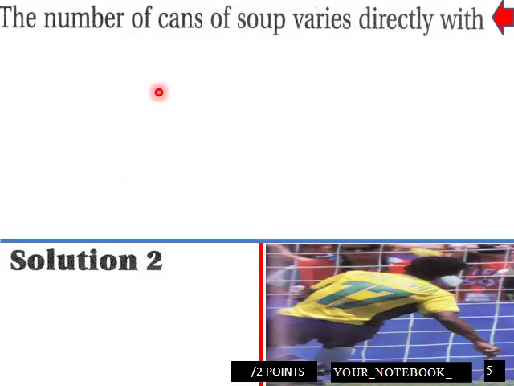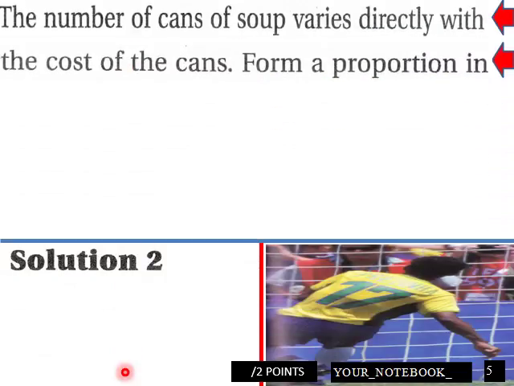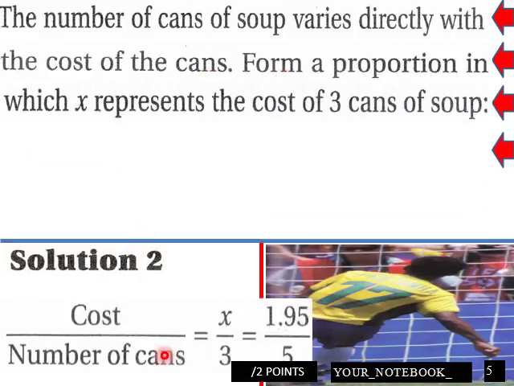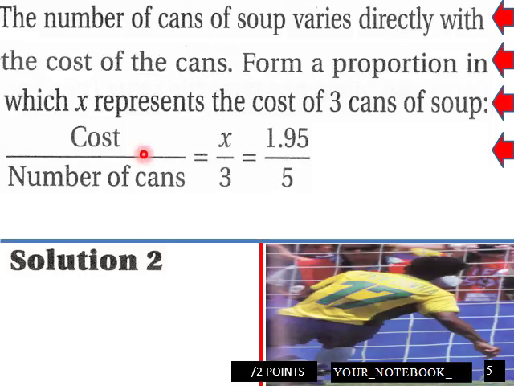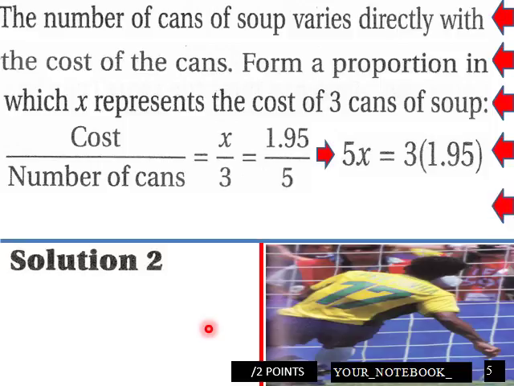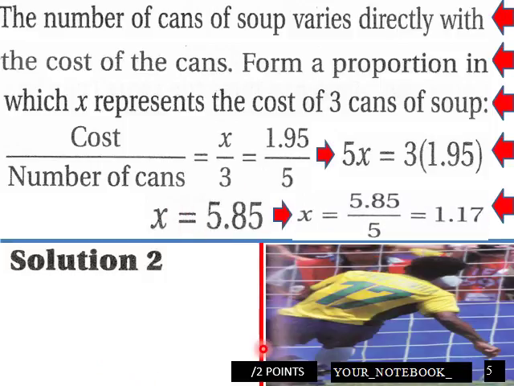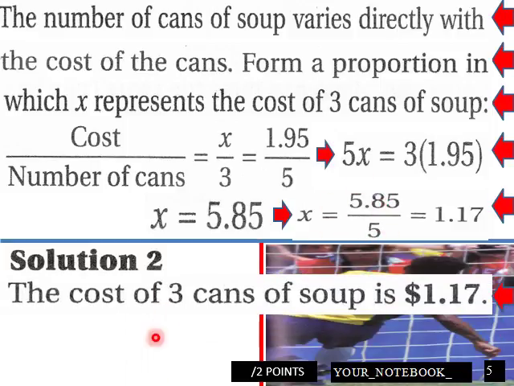Solution 2. The number of cans of soup varies directly with the cost of the cans. Form a proportion in which x represents the cost of 3 cans of soup. So we cross multiply: 5x equals 3 times $1.95, which equals 5.85. That's another way to do it. Then we divide through by 5 and we get $1.17. The cost of 3 cans of soup is $1.17.